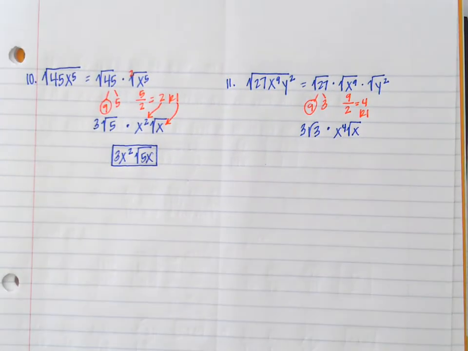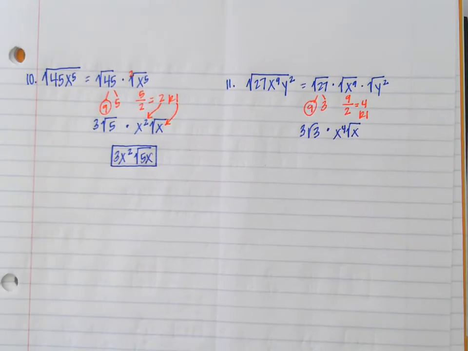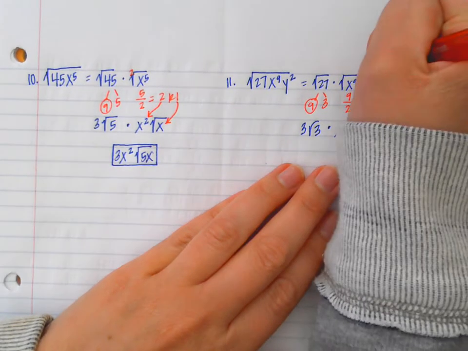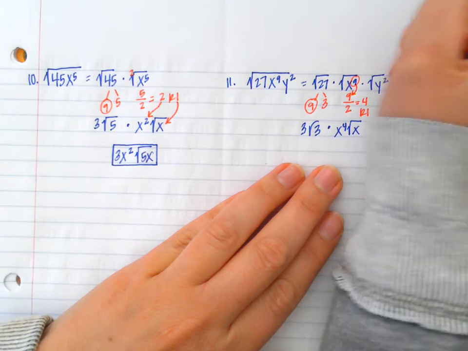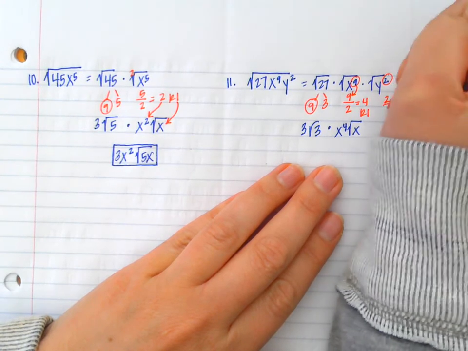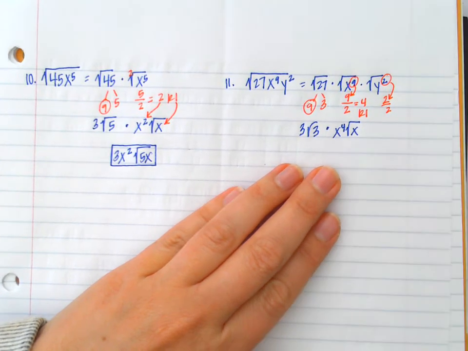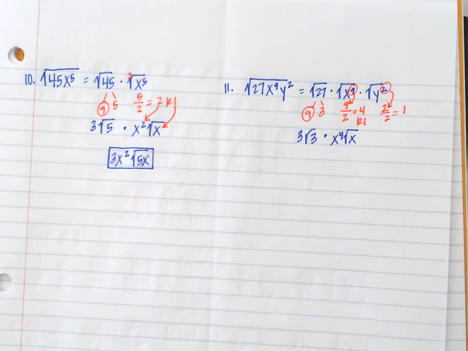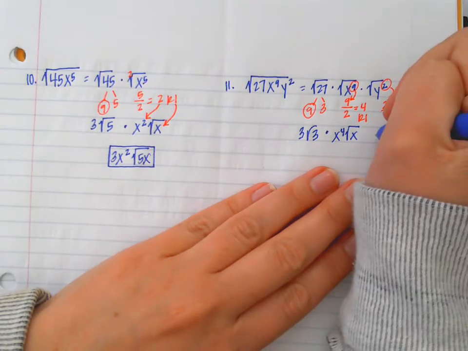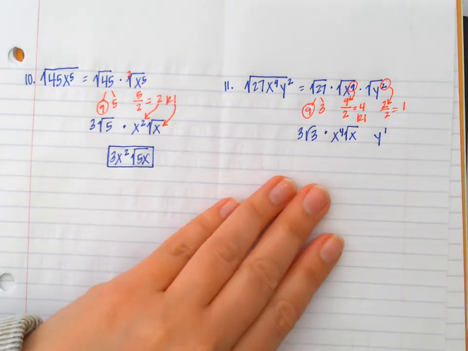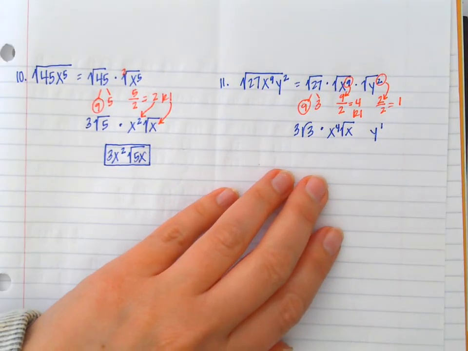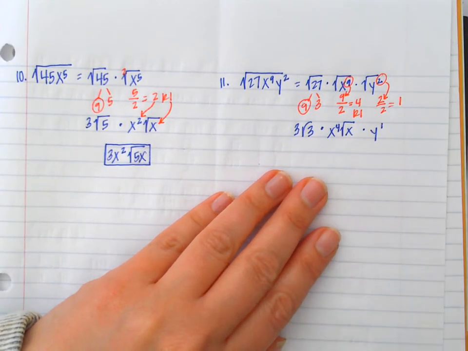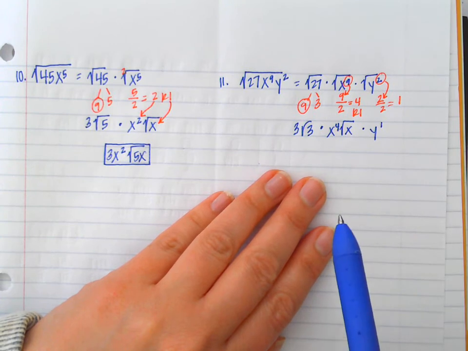And then when we move to y squared, we just take the exponent and divide it by the index number. Well, 2 divided by 2 is just 1 with no remainder. So that means that y to the 1 can come out and there's nothing left over in the square root.